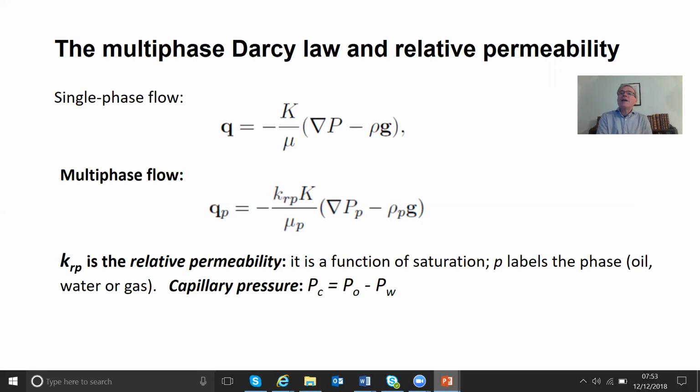The final concept here is we talk about the flow rate as being proportional to the pressure gradient in each phase. But the phases themselves can be at different pressures because there is an interface between them through the Young-Laplace equation. And so there is also a capillary pressure, which is the pressure difference if we're in an oil-water system, traditionally the oil pressure minus the water pressure. That is also going to be a function of saturation.